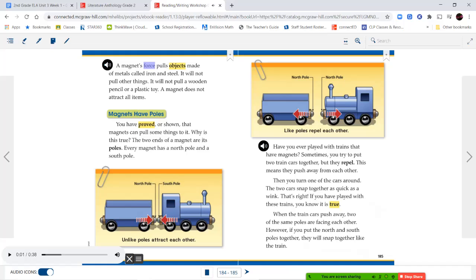A magnet's force pulls objects made of metals called iron and steel. It will not pull other things. It will not pull a wooden pencil or a plastic toy. A magnet does not attract all items. Magnets have poles. You have proved or shown that magnets can pull some things to it. Why is this true? The two ends of a magnet are its poles. Every magnet has a north pole and a south pole. Unlike poles attract each other.